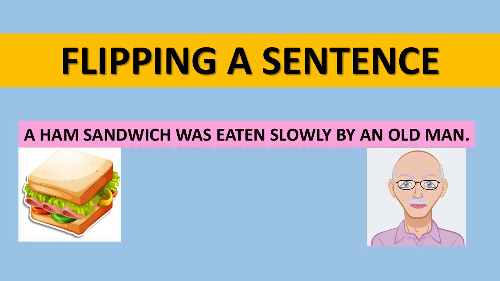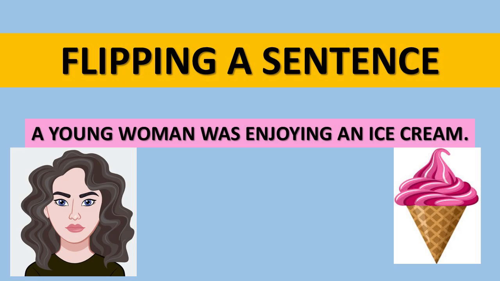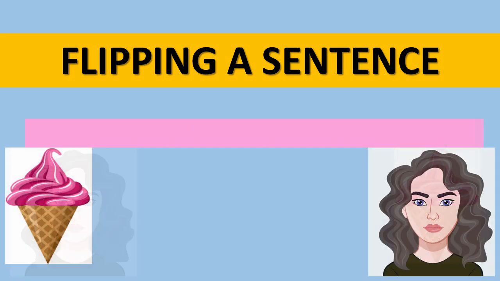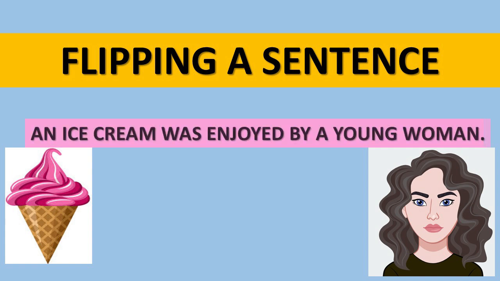Now what we've done is really simple and straightforward. We've simply taken the subject and the object and switched them around. Here's another example. A young woman was enjoying an ice cream. So the subject is the woman and the object is the ice cream. We'll simply switch the places of those in the sentence, and this is what we have. An ice cream was enjoyed by a young woman.